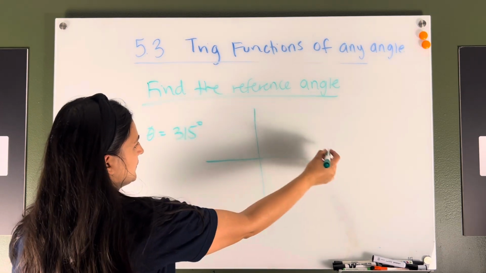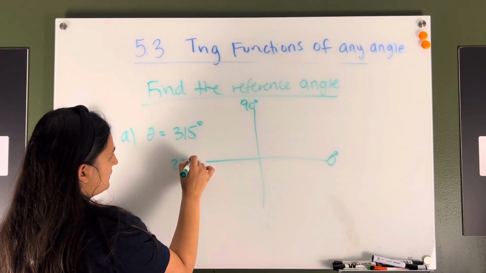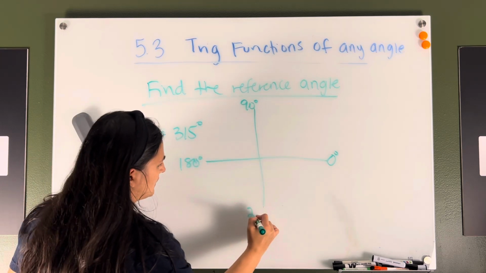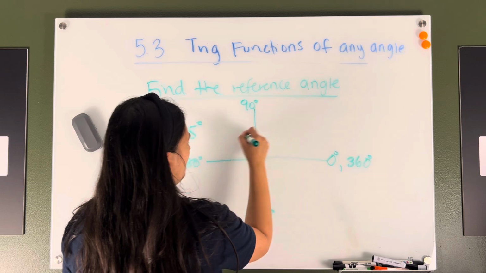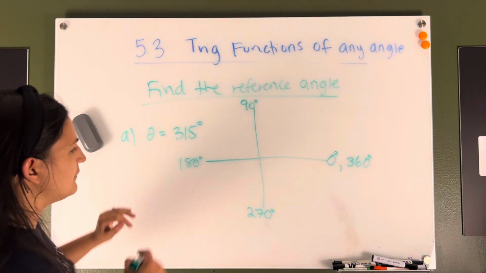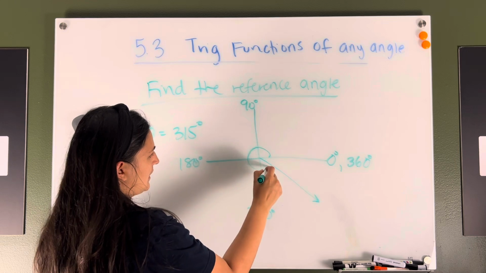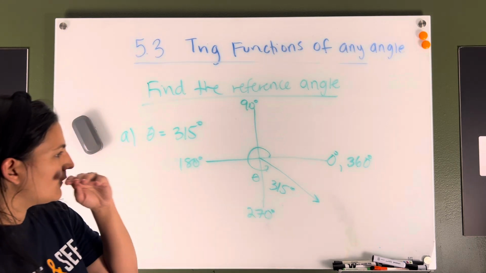Okay, so as we know, this is 0 degrees, 90 degrees, 180 degrees, 270 degrees, and then back to 360 degrees, right? That would be a whole circle. So 315, we know that's going to be in the fourth quadrant. So this angle, theta, is 315 degrees, and we want to find the reference angle.